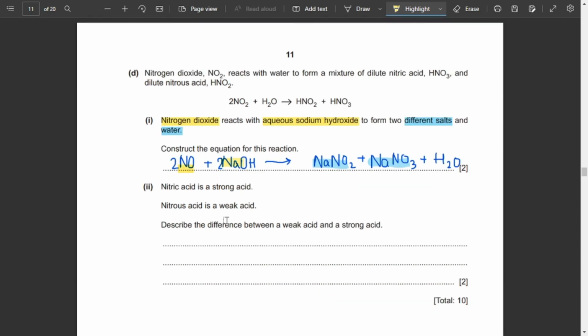Nitric acid is a strong acid, nitrous acid is a weak acid. Describe the difference between weak acid and strong acid. When we're talking about strong acids, that means they completely dissociate and they completely ionize. However, weak acids partially ionize. They have incomplete dissociation of hydrogen. You can also mention in short words that strong acids completely ionize while weak acids partially ionize. Alright, so that is how we're going to get 2 marks very easily.